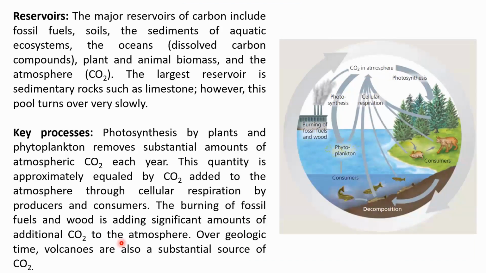What are the major reservoirs of the carbon cycle? The major reservoirs of carbon include fossil fuels. We know that these fossil fuels, like peat, oil, or coal, are mostly carbon. And the other reservoirs are the soil, the sediments of aquatic ecosystems, the ocean where dissolved carbon compounds are present, plants and animal biomass, and the atmosphere where carbon is present in the form of carbon dioxide.